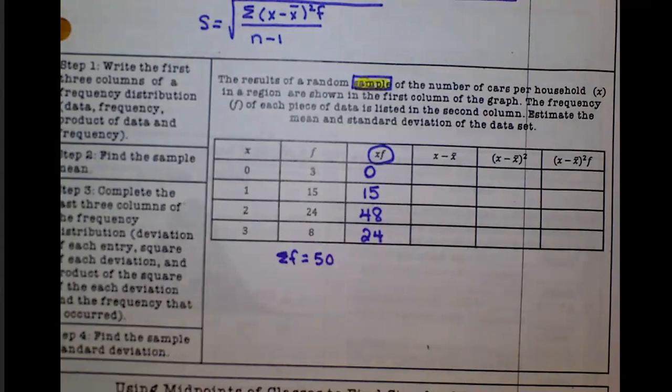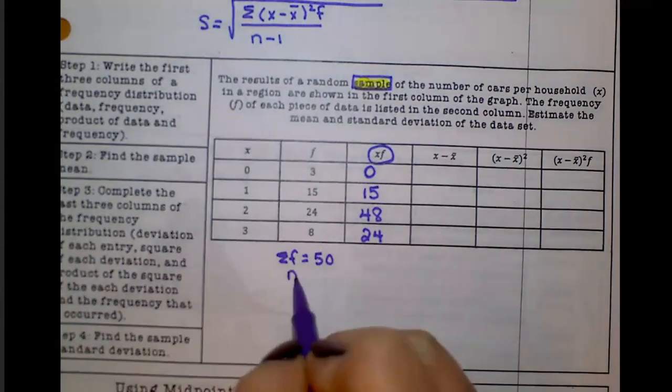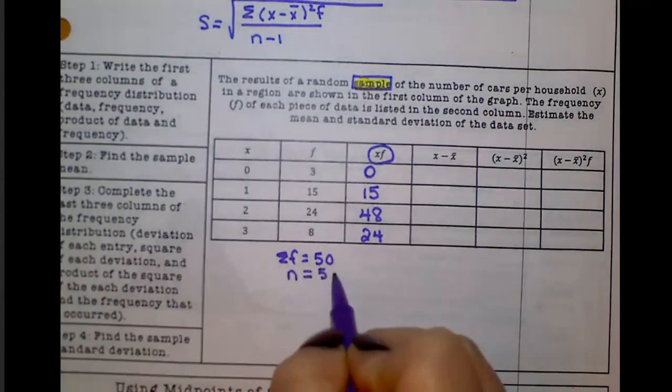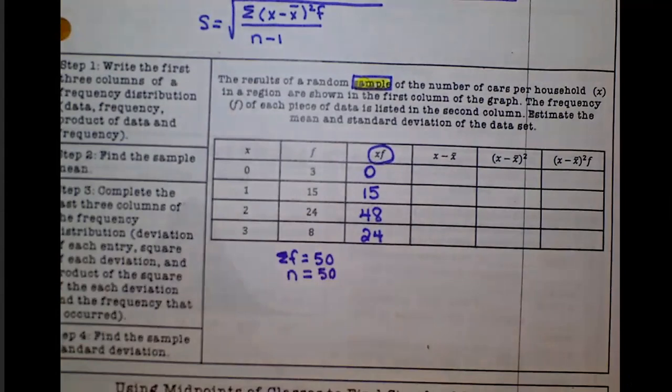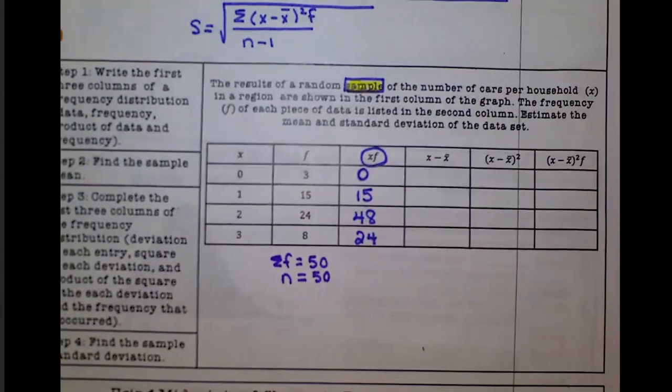Okay? That's going to be like my N. I have 50 items because the frequency is telling me how many entries are in that data. So this is like the N. N is going to be 50. Okay? 50 entries.